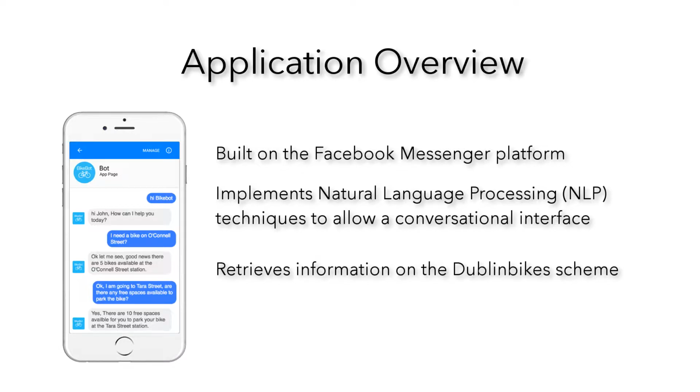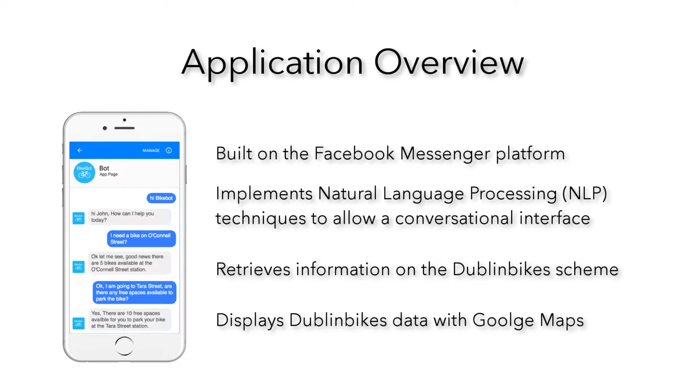The application connects to the Dublin Bike Scheme API and can retrieve information on the availability of bikes and parking spaces at specific street stations. This information can also be displayed in a Google map. The application connects to the Google Maps API and can display information on free bikes and parking spaces available and also give directions, distance, and journey time to the user.